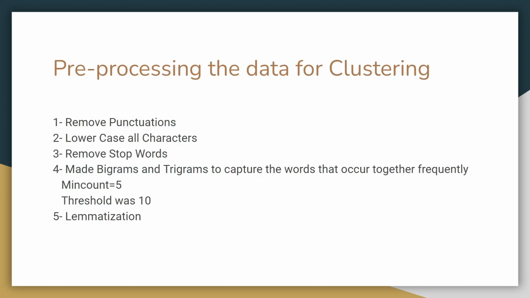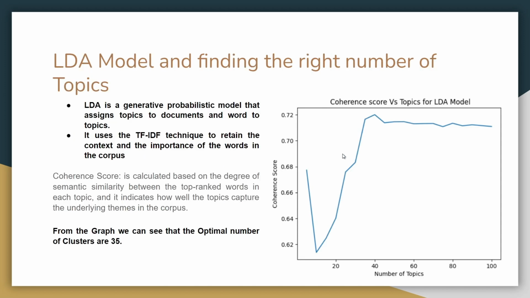Before clustering, we are doing pre-processing on the data. This includes removing the punctuation, lowercasing all the characters, removing the stop words, then making the bigrams and the trigrams to capture the words that occur more frequently, and then lemmatization. Now the first model we are using is LDA.